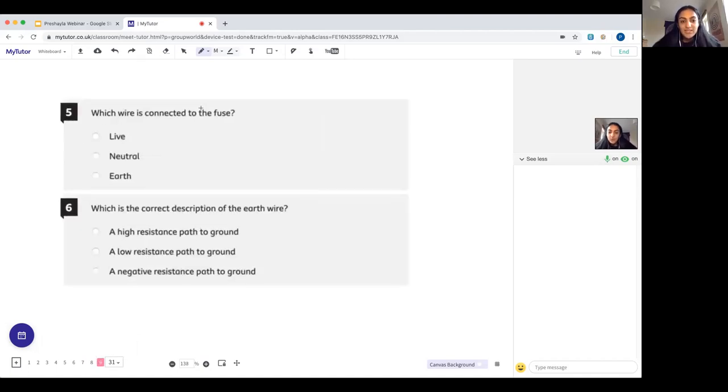Which wire is connected to the fuse? Now, I didn't tell you this exactly, but you might be able to guess which one's connected to the fuse by the definition of the fuse. So remember, the fuse is a thing that can detect the current coming through and see if there is a surge in the current, it can melt the fuse and break the circuit. So which one would that be? Which wire is connected to the fuse?